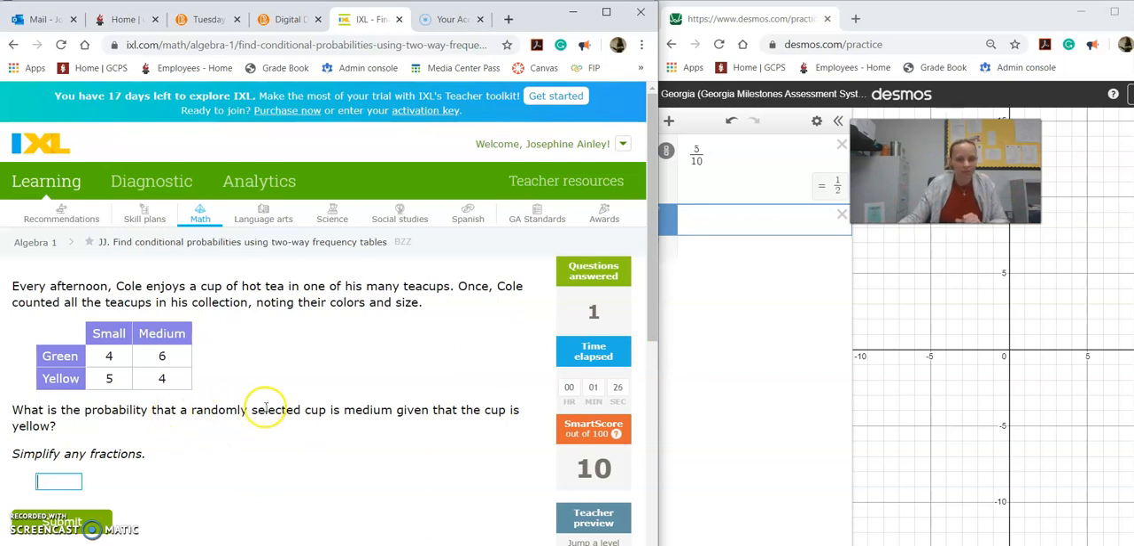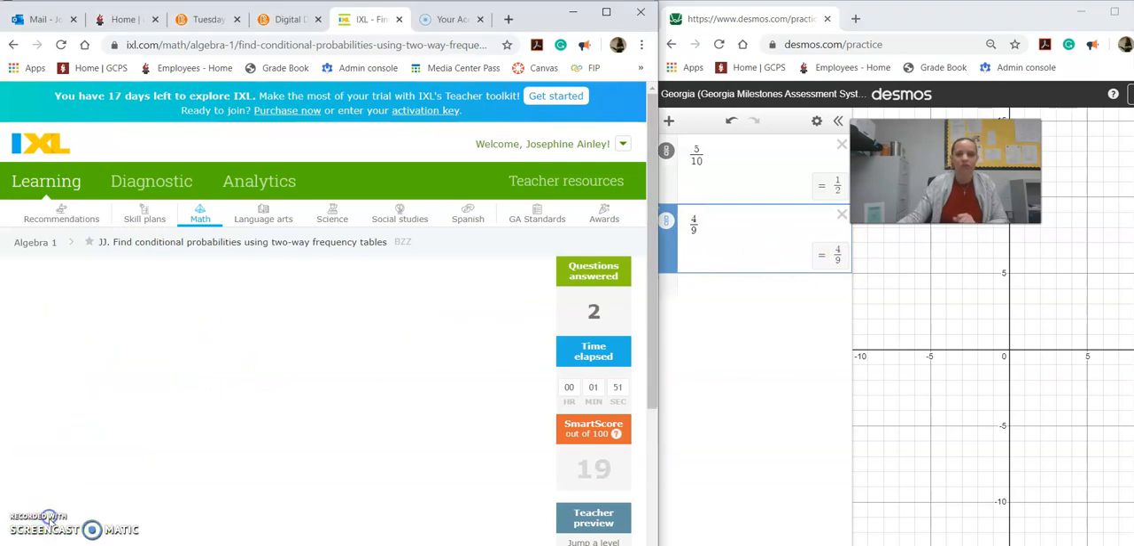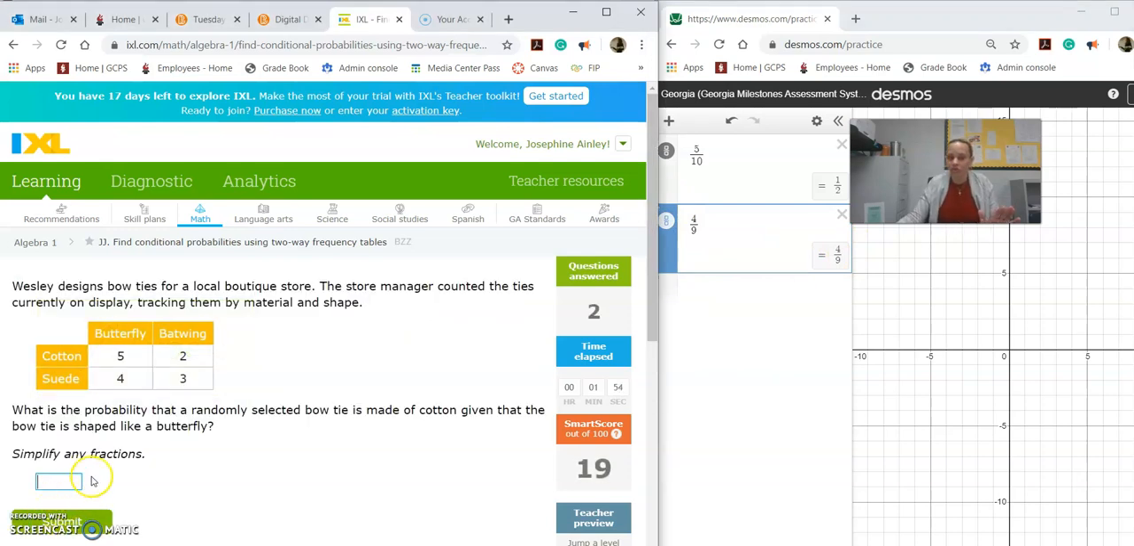What's the probability that a randomly selected cup is medium, given that the cup is yellow? So the data you're looking at is only this data. What's the probability that that cup is medium? So you go to medium. If you're only looking at these two, medium is 4 out of a total of how much? 9. 4 out of 9. Then you go right here again and you go 4 divided by 9. You make sure that it's in lowest terms. It is. Then you press submit. And that's all you're doing over and over again.